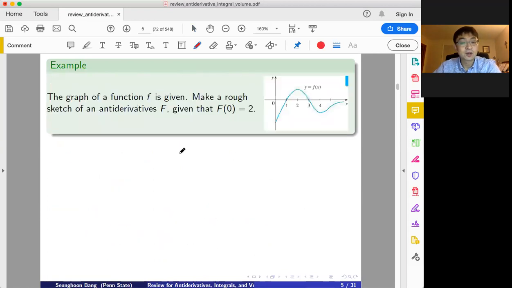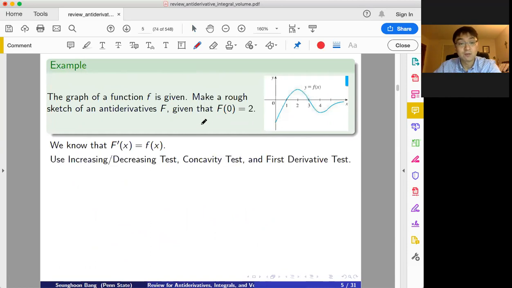The next problem: the graph of function f is given. Make a rough sketch of an antiderivative capital F, given that capital F of 0 equals 2. So we know this one: capital F prime of x equals f of x. So we use the increasing/decreasing test, concavity test, and first derivative test. Here x is between 0 and 1. The little f of x is exactly capital F prime of x. What happens to capital F of x here?